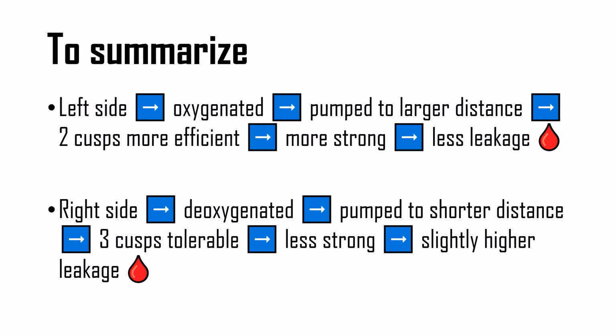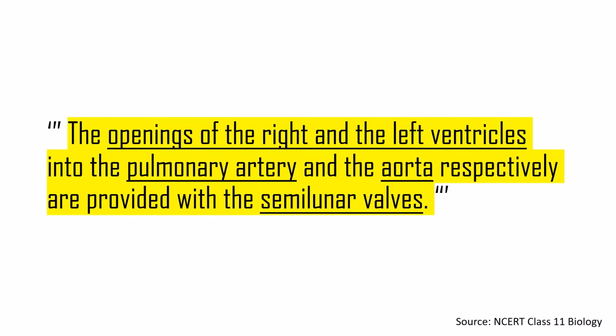And since there are two cusps, it means that it will be more efficient. And since there is going to be a stronger pumping, this will prevent leakage. So there is going to be less leakage on the left side if there is anything as such. And on the right side it carries the deoxygenated blood, which is pumped to a shorter distance, which is the lungs, and that is quite closer to the heart. And three cusps, if by chance they cause any leakage, that is going to be tolerable because it is again deoxygenated blood. Now let's read this text.